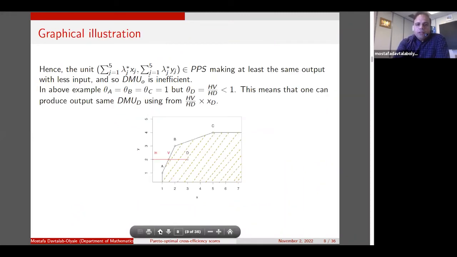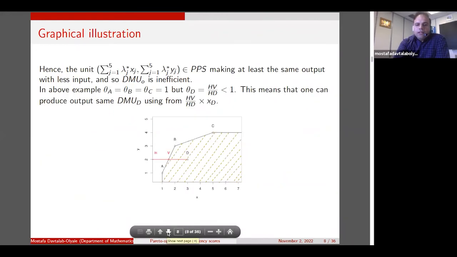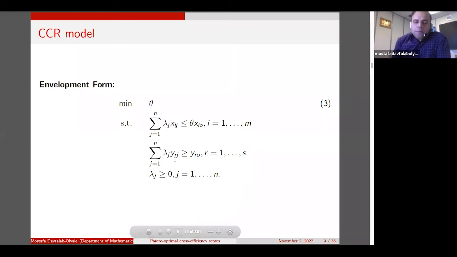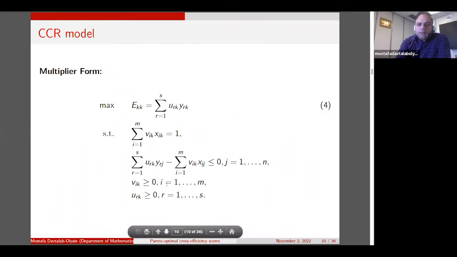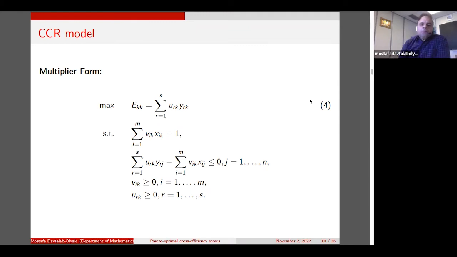By substituting the formula of t in the model, we can get this model. This model is well known as the input-oriented envelopment form of the CCR model. If we write the dual form of this model, we get this model, which is the multiplier form of the CCR model. I'm going to give you 2 interpretations of this model, which are very interesting.